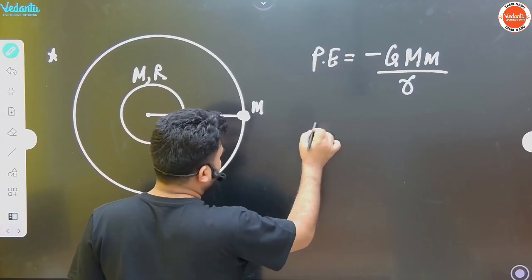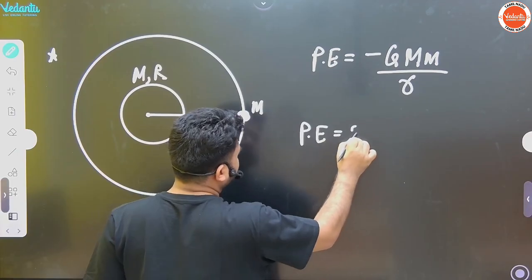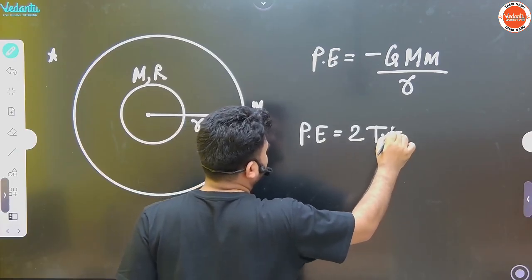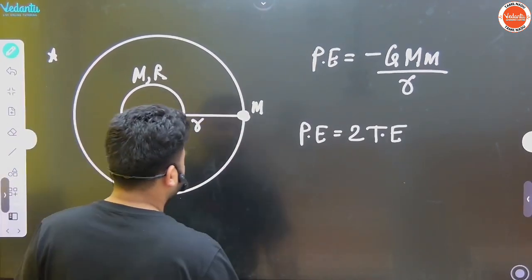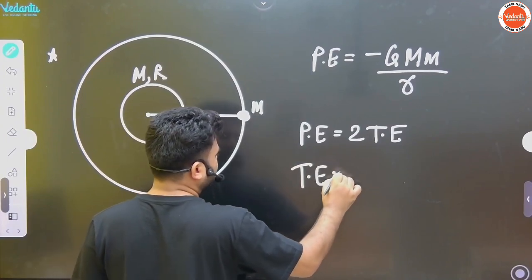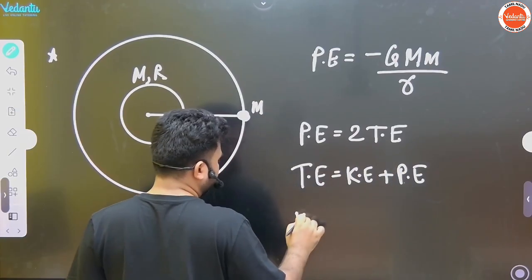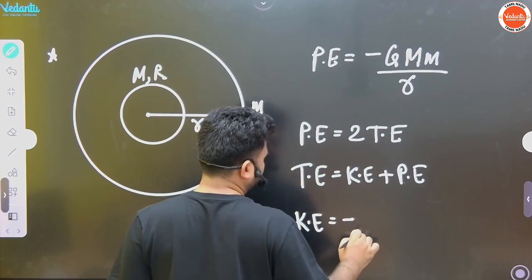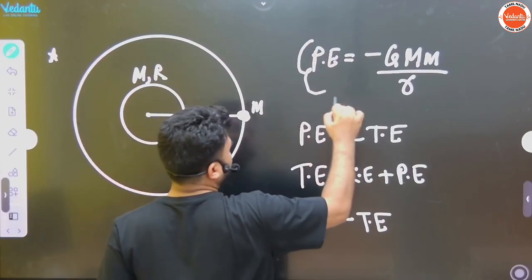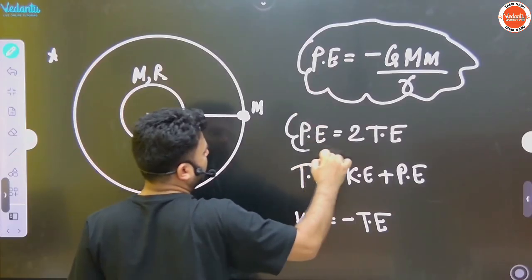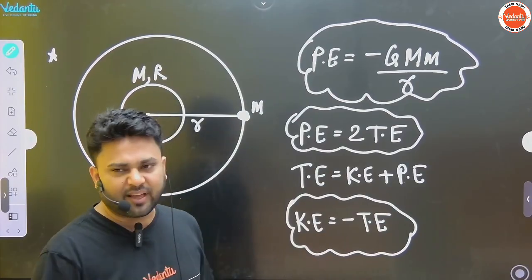Other derivations I am not doing. Just remember that the potential energy of the satellite earth system is twice of the total energy of the system. Total energy means kinetic energy plus potential energy. And what is kinetic energy? Kinetic energy is negative times total energy. You remember this formula, you remember this, and you remember this.